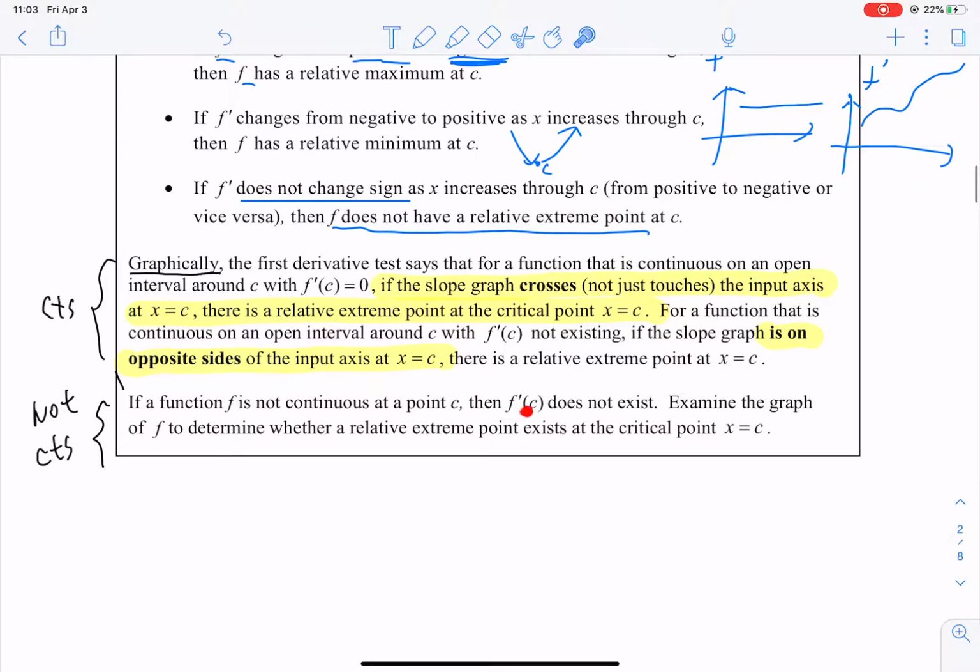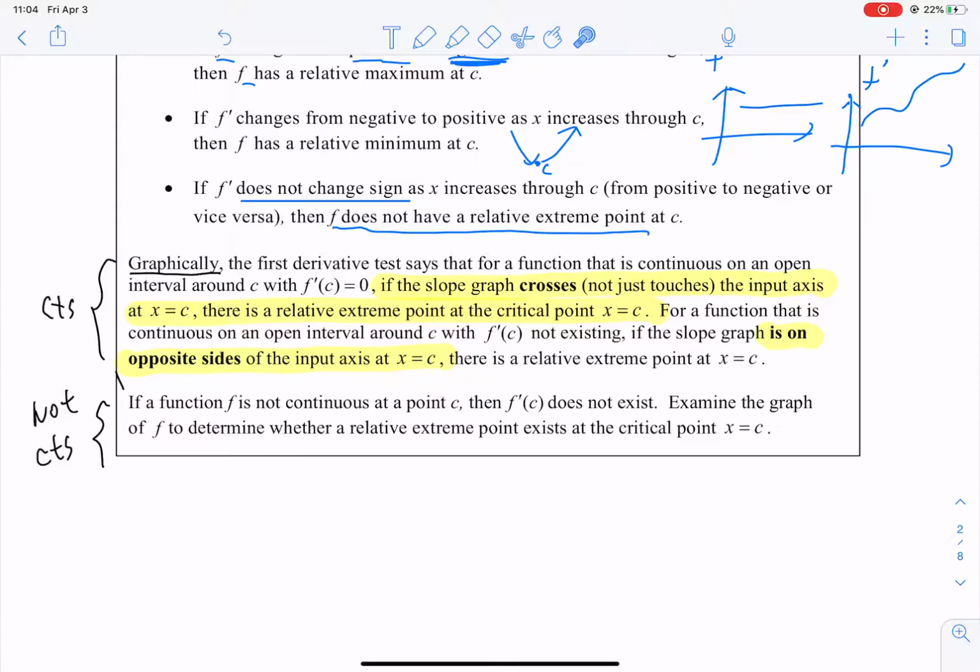So this talks about the second case of the critical points, because the basic idea of the first derivative test is to test whether a critical point is a relative extreme point. That means we just pick a random critical point and use our derivative test to test if it is a relative extreme point. And for critical points, we have two possibilities: derivative is 0 or derivative does not exist.